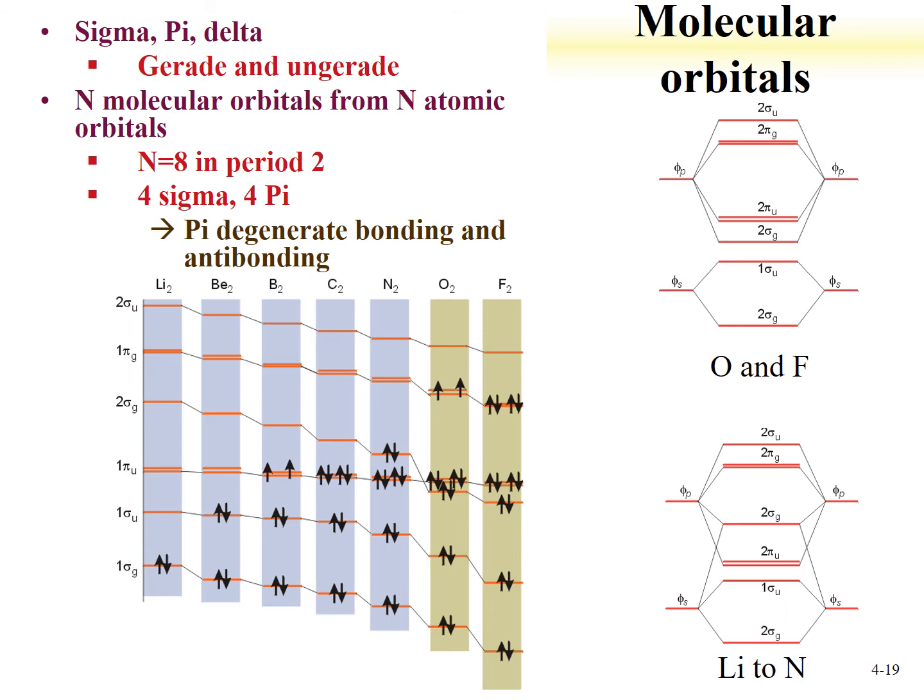And what we want to point out here is as we're filling these orbitals, we do see a shift from lithium to nitrogen. The order goes sigma, pi, and then another sigma. Whereas for oxygen and fluorine, we have the sigma, sigma, sigma, and pi. So depending upon the orbitals, the energy relationship between the orbitals, how those electrons are going to fill those orbitals will differ.